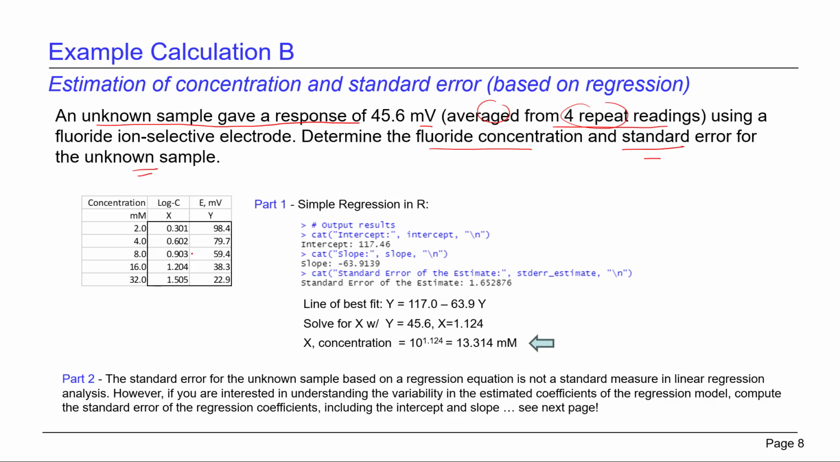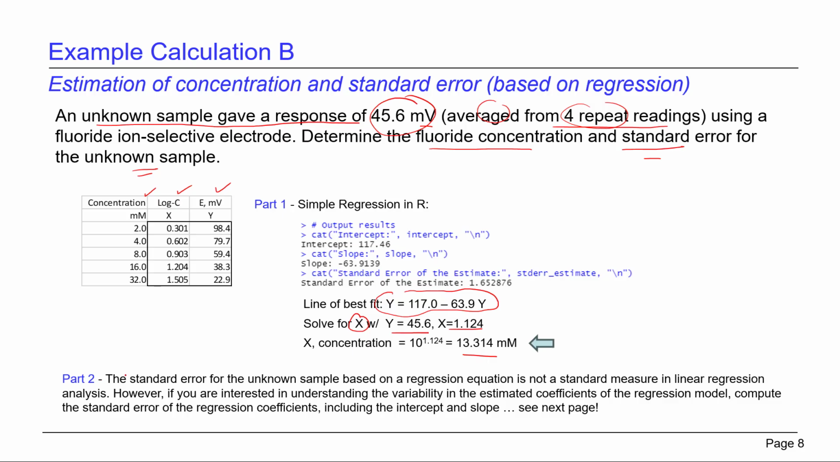So what we have is the concentration, the log of it, and then the voltage output. Then you do a simple regression. We've talked about this before, not a big deal. The line of best fit is y equals 117 minus 63.9x. And it's really easy to solve for x when y is 45.6. There's your average value, 45.6. You plug it in here and compute x. And of course, we had used logs. So the concentration comes out to 13.314.